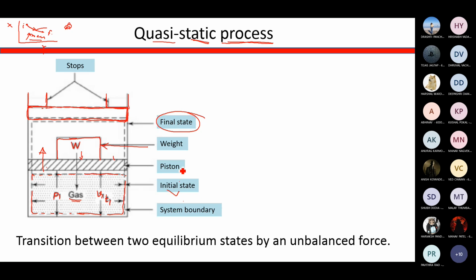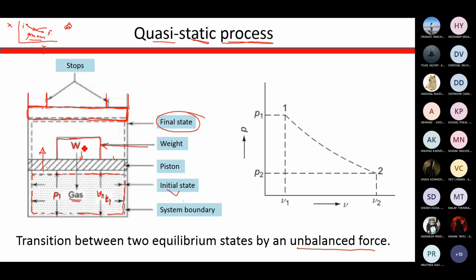Now, why do these changes occur? Because you have taken out the weight, right? So this weight is acting as the unbalanced force. When you take the weight out, the system is unbalanced, and it will try to acquire the next equilibrium state, the moment you take out the weight.